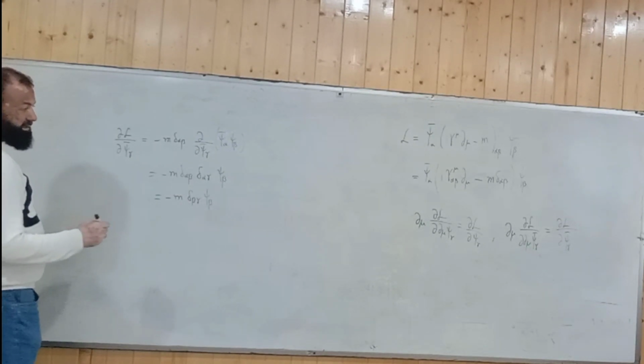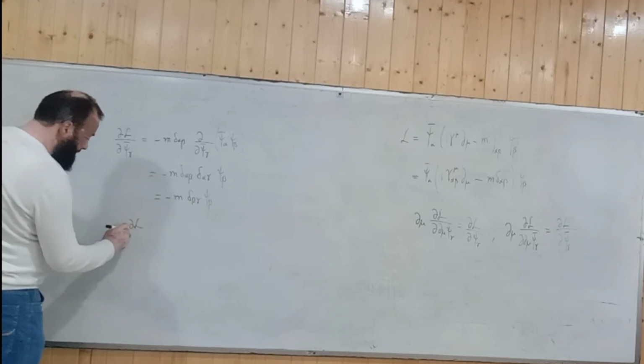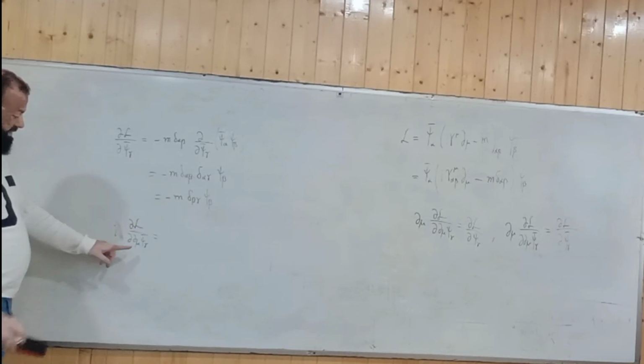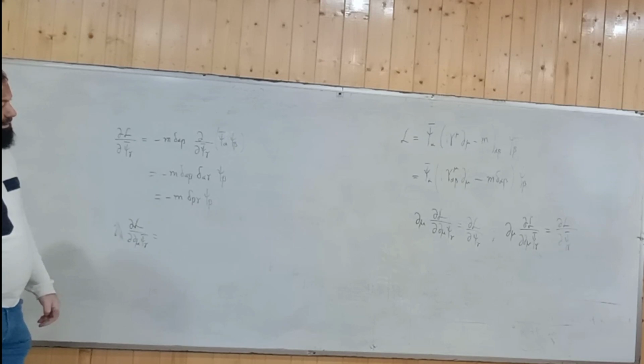Now let's take the other term, partial L by partial mu psi bar gamma. So where is this thing? This is a derivative on which term? Have I done the correct things?